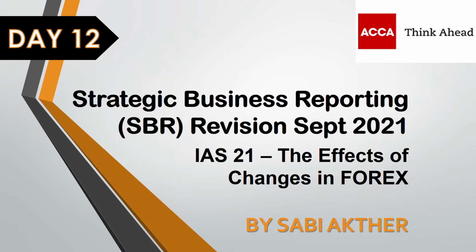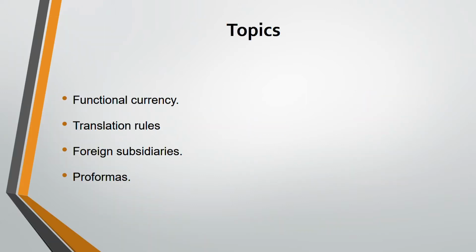So let's start. The topics that we are going to cover: functional currency. Under IAS 21, these are some important areas that you can expect questions from. Functional currency: how do you determine functional currency? A very repeated question. I myself got this question in my SBR exam. In fact, question number 1, 30 marks, was fully on IAS 21 only. What is the difference between presentation and functional currency? How do you determine functional currency? What should be the functional currency of the subsidiary, and all those things?